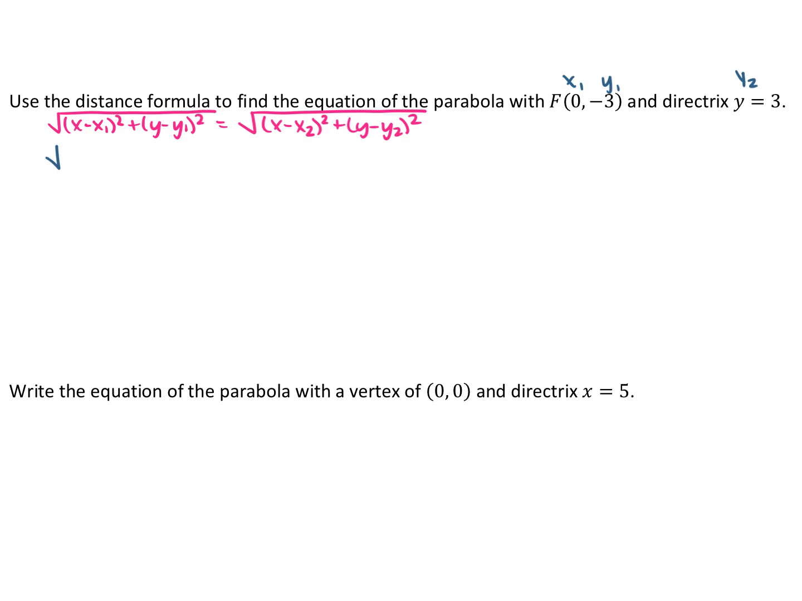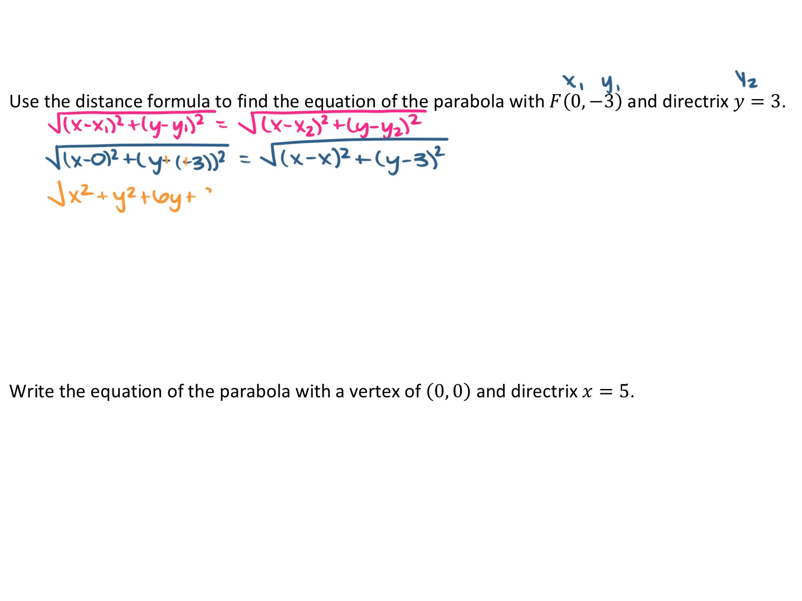We're going to have this as the square root of x minus 0 squared plus y minus negative 3 squared is equal to the square root of x minus x, because we don't have an x2, squared plus y minus 3 squared. Your x minus 0 squared is going to be x squared. The y minus negative 3 squared becomes y plus 3 squared. When we FOIL that out and simplify, it's going to give us y squared plus 6y plus 9. Under the square root on the right side, your x minus x is 0 squared, so that cancels out. Then you have y minus 3 squared. FOIL that out, simplify. That's y squared minus 6y plus 9.